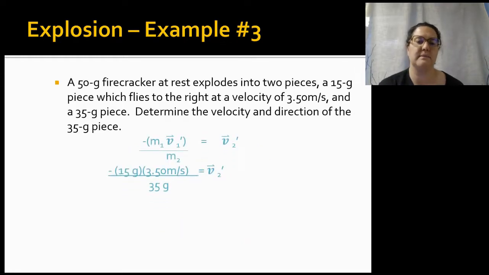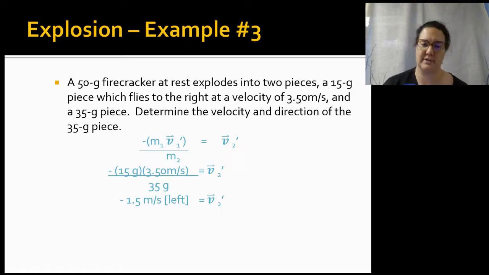So negative 15 grams times 3.50 meters per second divided by 35 grams gives us a final velocity of 1.5 meters per second to the left. So the piece in the explosion that has a greater mass has a lower velocity after the collision.